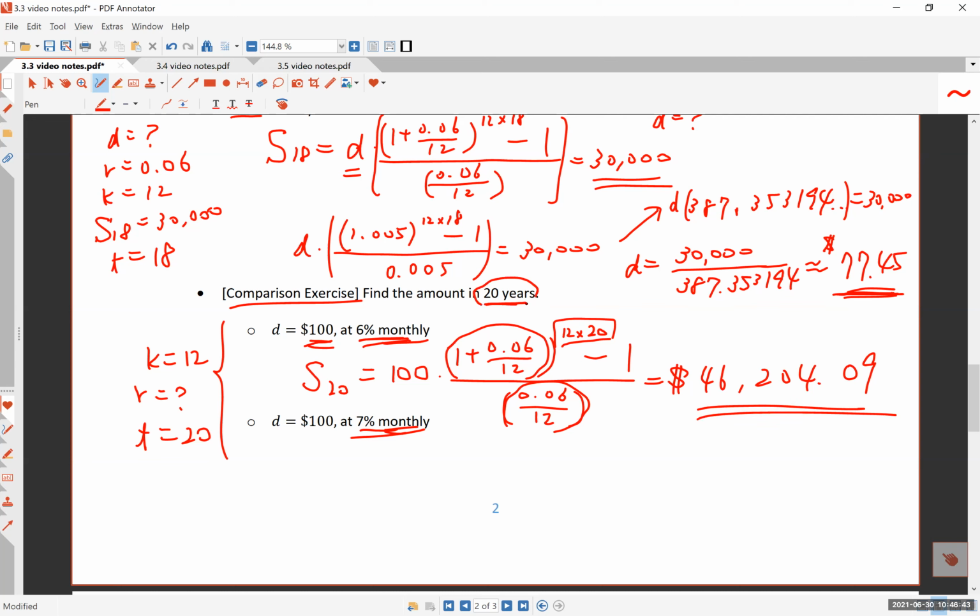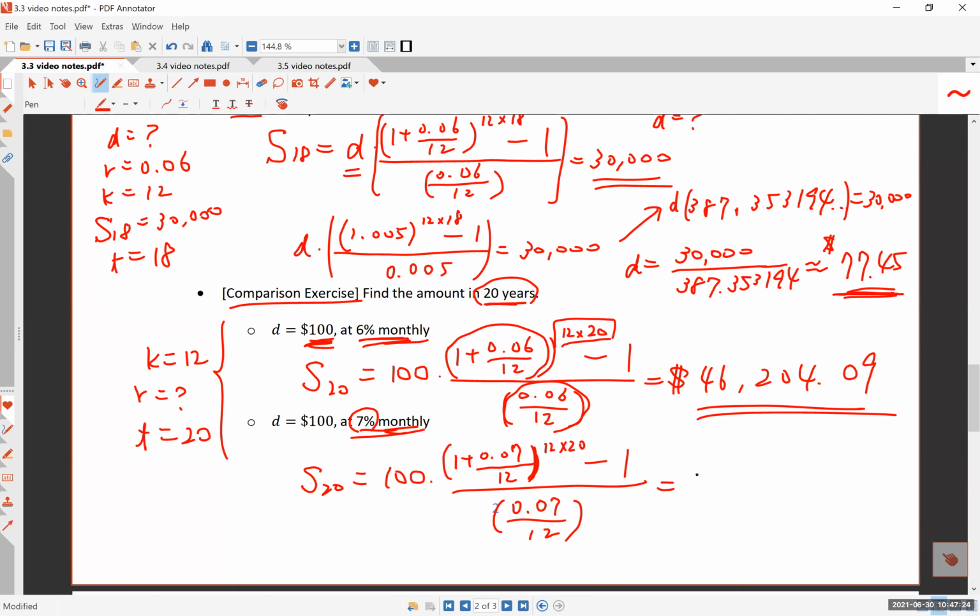Not a bad investment plan. $100 a month for a long period of time at the rate of 6% is going to yield you over $46,000. If you can find a plan where the interest rate is 7%, the formula is pretty much the same, except you replace 0.06 with 0.07. Unfortunately, the number inside is going to be ugly because 7 is not such a nice number. But everything else stays the same.